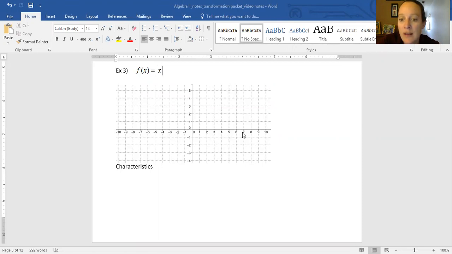So again, let's find that vertex. It's a lot like the quadratic, except for it's V-shaped. Our first point, or our vertex, is 0, 0, and then take a look. Right there is going to be our nice point at 1, 1. If I can get right on it, there's 1, 1. And then here's the next point, negative 1, 1. Those are the next nice points. Let's go put those in on our notes.